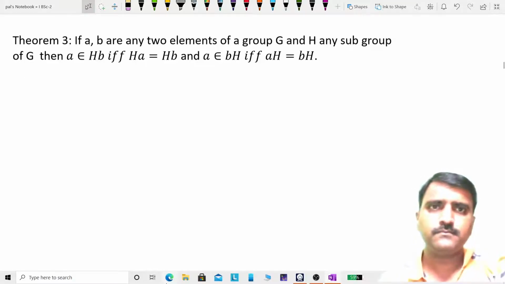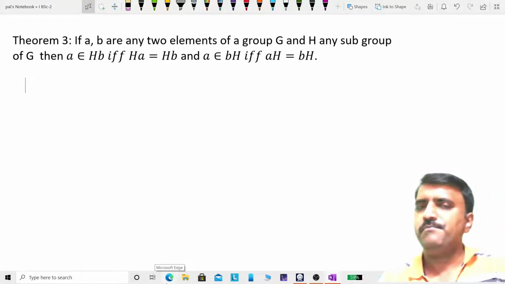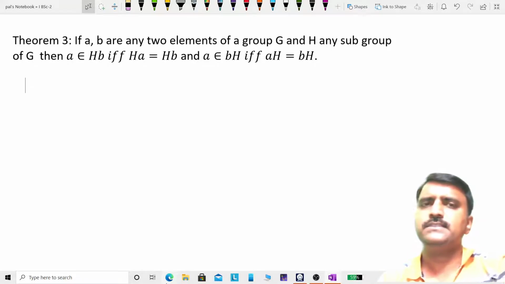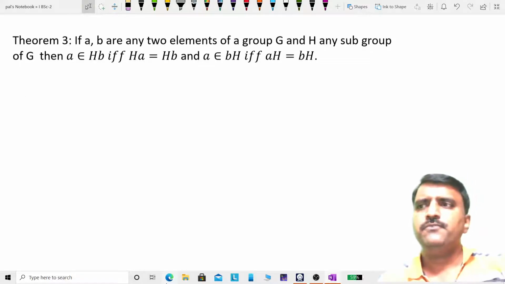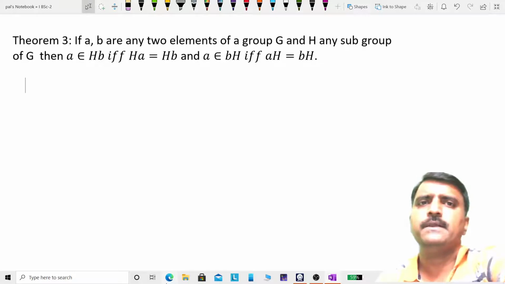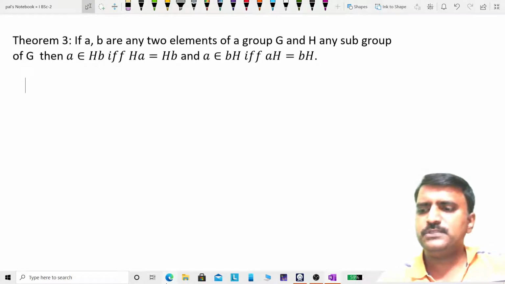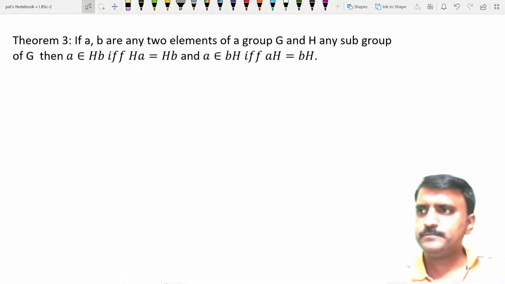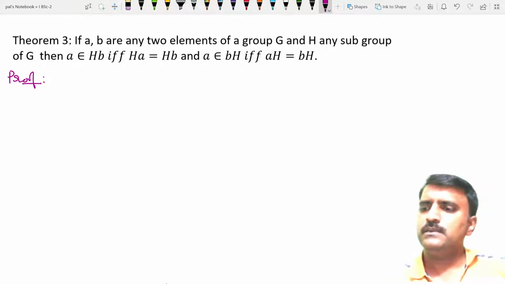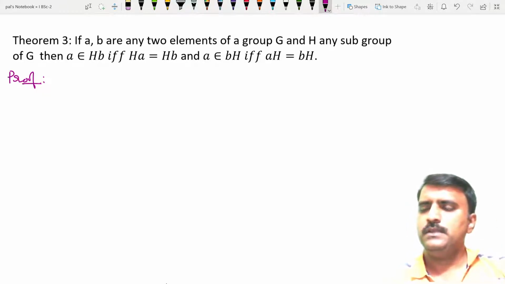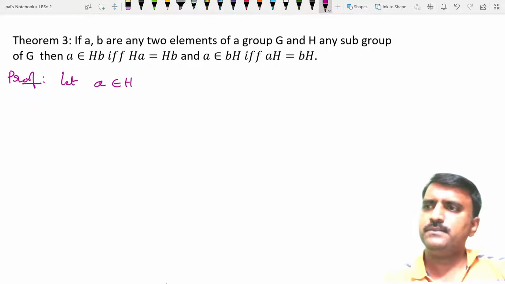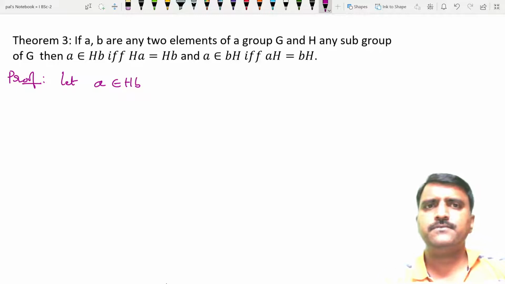Let us take the first thing: assume that A is an element of HB. By assuming that A is an element of HB, we have to show that HA is equal to HB. To prove this, let A be an element of the right coset HB.